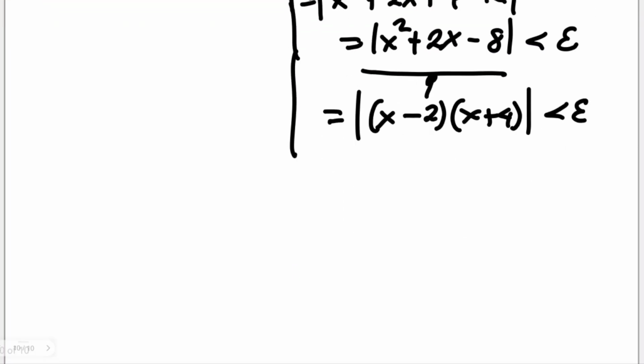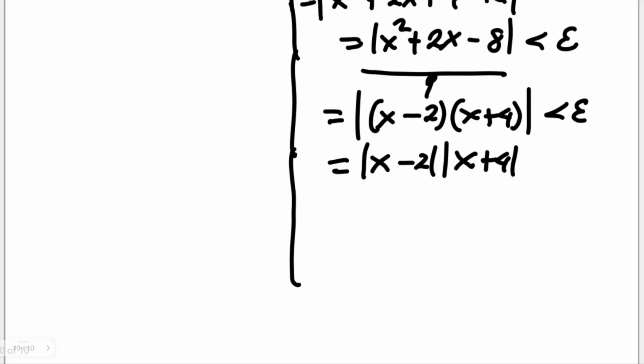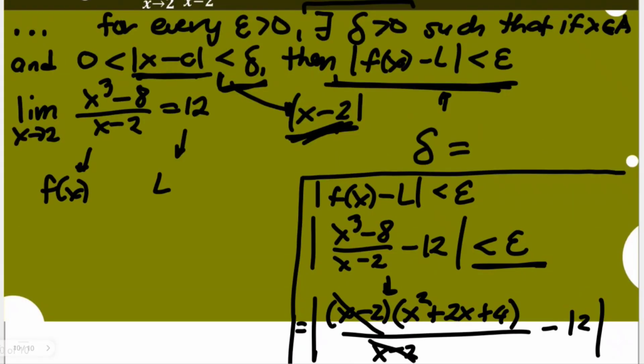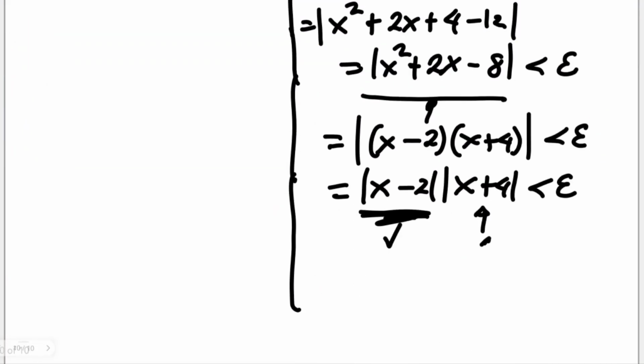And by the properties of absolute value notation, this is equal to the absolute value of x minus 2 times the absolute value of x plus 4, less than epsilon. We have seen x minus 2 here already, so we can work for a bound on the other factor. We're going to bound this so that it would be represented by another form, because this is not okay; what can only appear here is x minus 2. So we're going to select a representation for this.